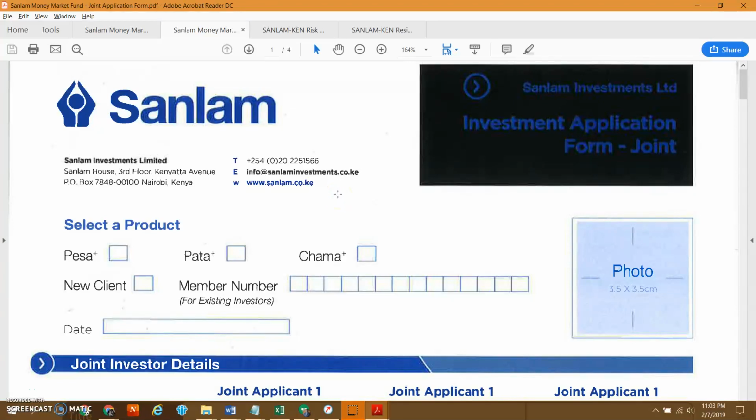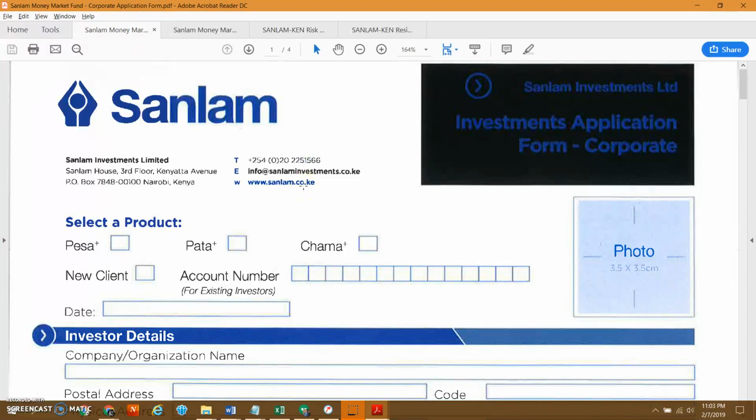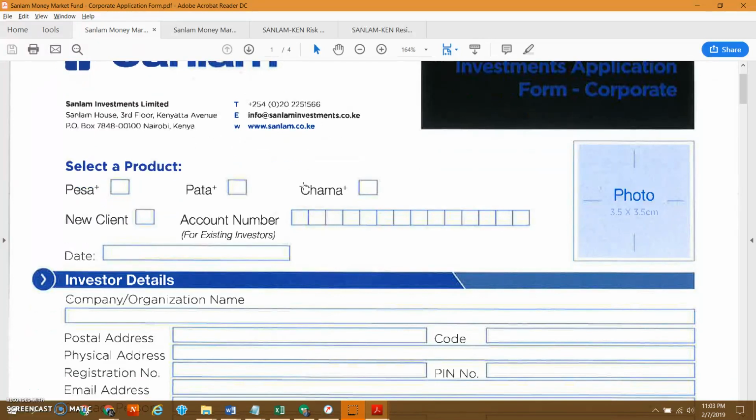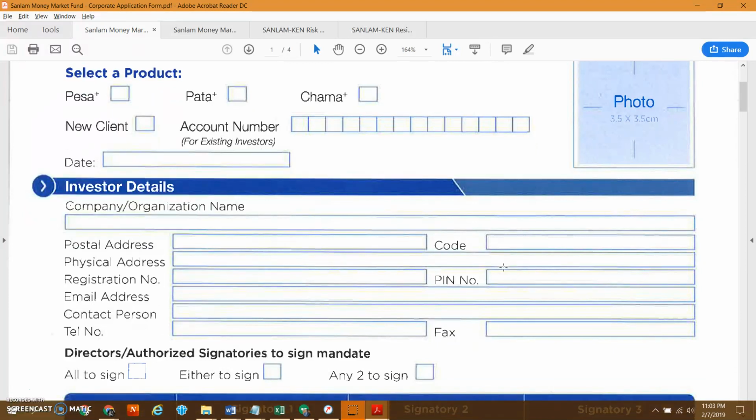In this video, we'll be looking at the difference between the individual application form, which was in the previous video, and the joint application form and the corporate application forms. For the corporate application forms, you'll see that the forms are actually the same. Most of the things that we discussed under the individual forms apply here. It's just that now you are providing know your client information for a company compared to an individual.